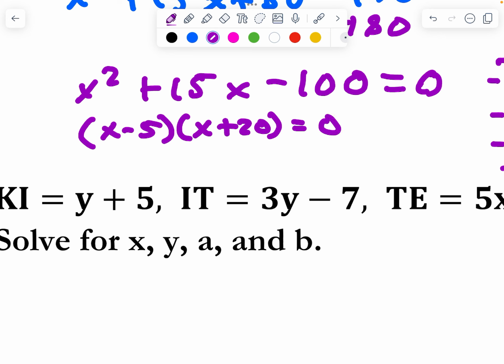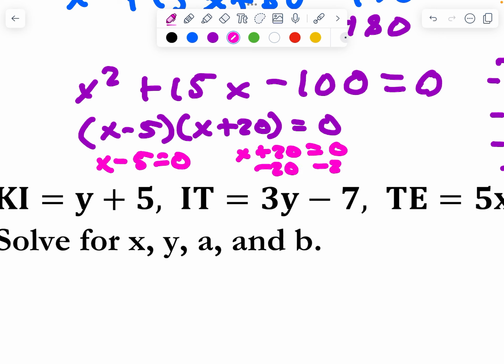Now remember, using the zero product property, I forget what the actual name of it is, that just means that we're going to set this x minus 5 to 0, and we're going to set this x plus 20 equal to 0, and then we can just solve for x.